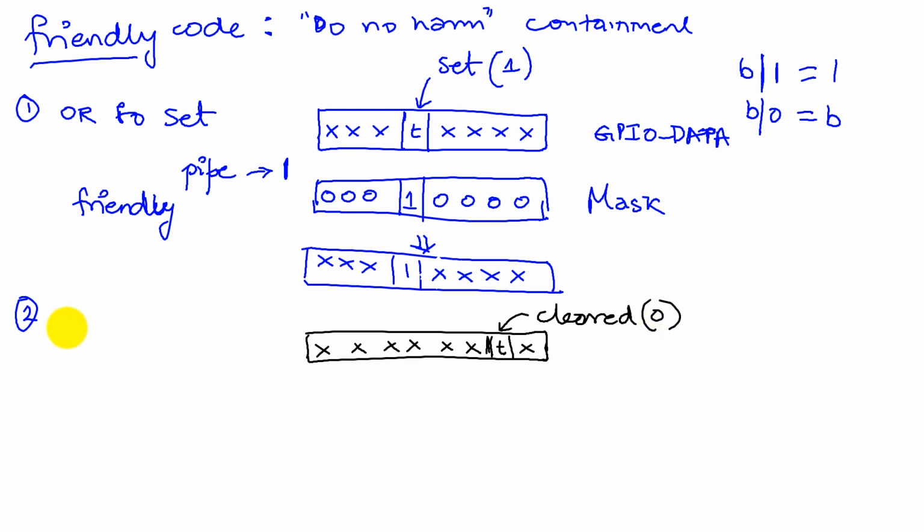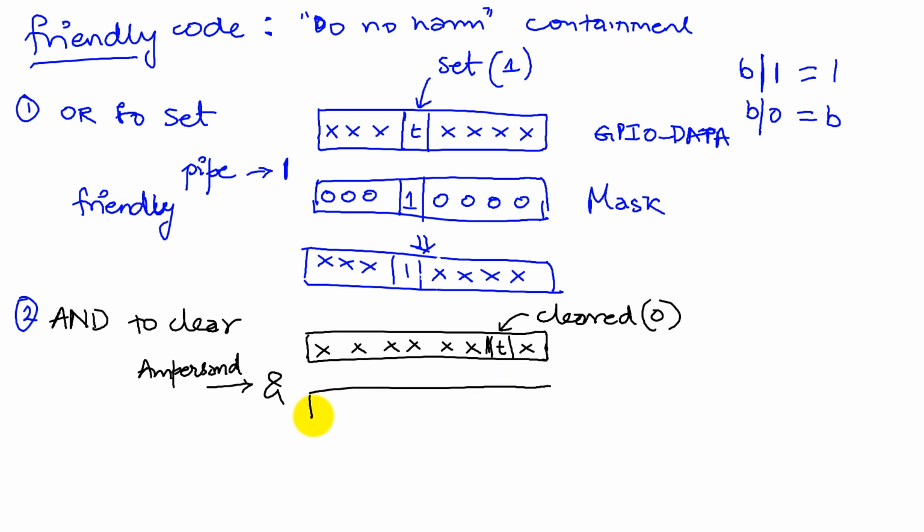Obviously, it seems like OR wouldn't work because OR has this behavior. So I'm going to use the AND operation, AND to clear. In C, the operation for AND is the ampersand. And I need a mask that I should apply to this. The mask is going to have a 0 for the target bit that I'm interested in clearing, which tells me that if I AND any bit with a 0, I get a 0. But what if I AND the bit with 1? Well, the good news is it remains the same.